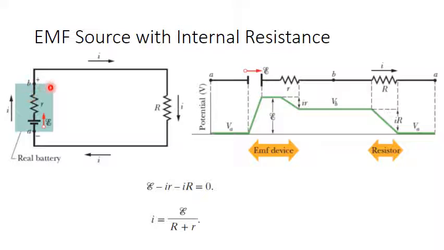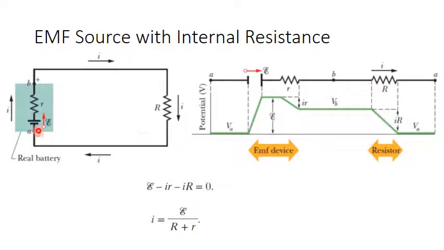So if I connect this real EMF source to a resistance R, and assuming that the potential at point A is 0, VA is 0. If we expand this circuit, instead of a closed loop structure, to a linear structure, for example, a linear scale, we start with point A. At point A, the potential is 0.